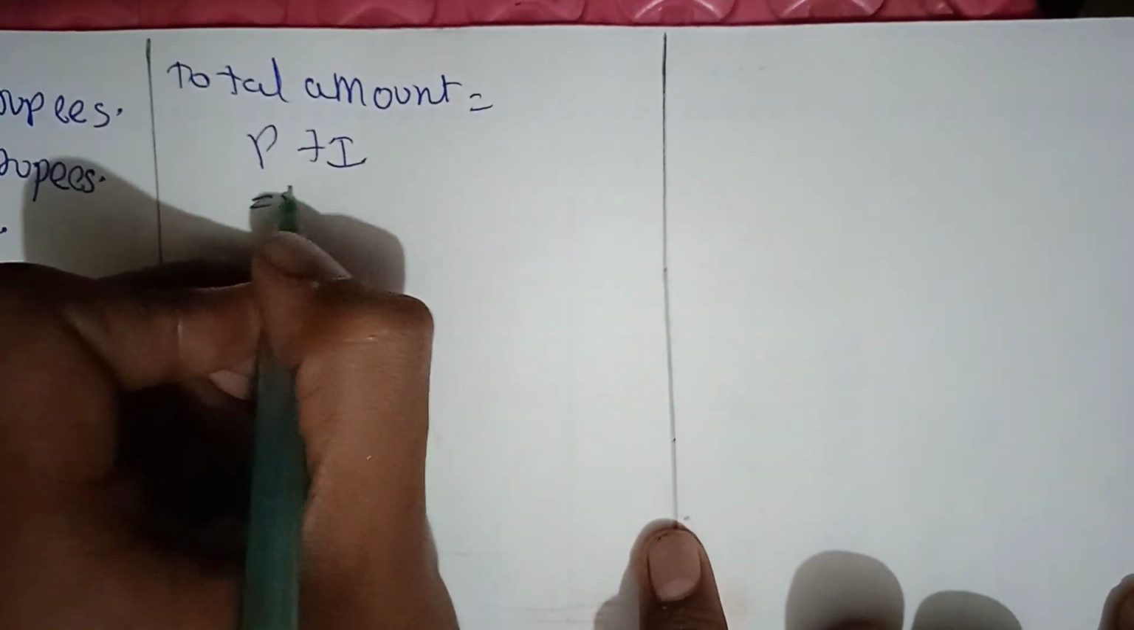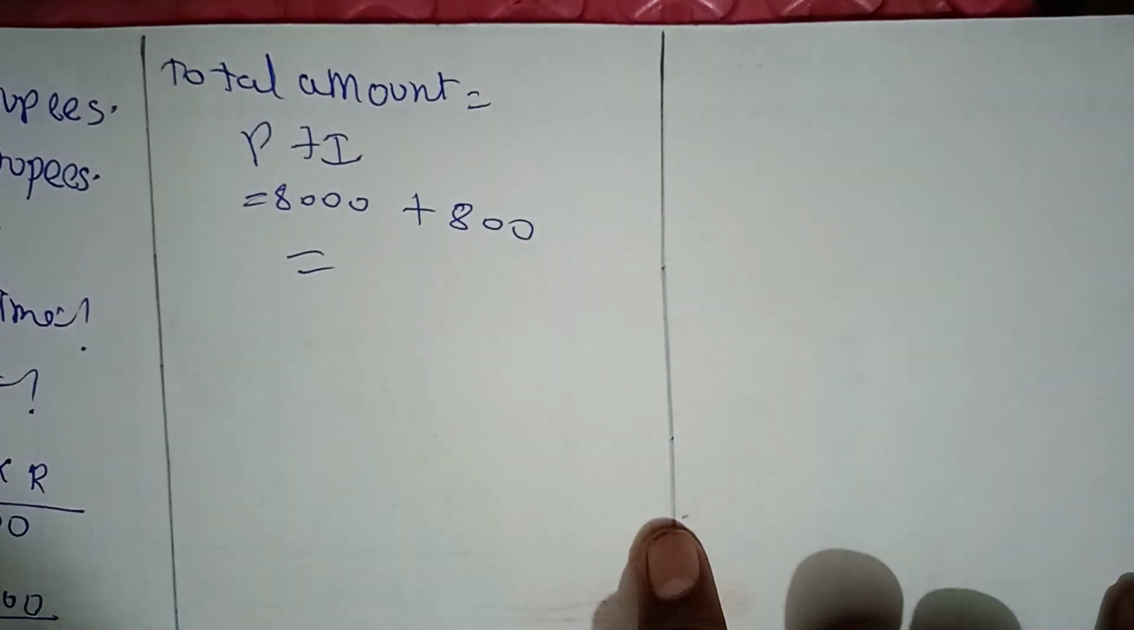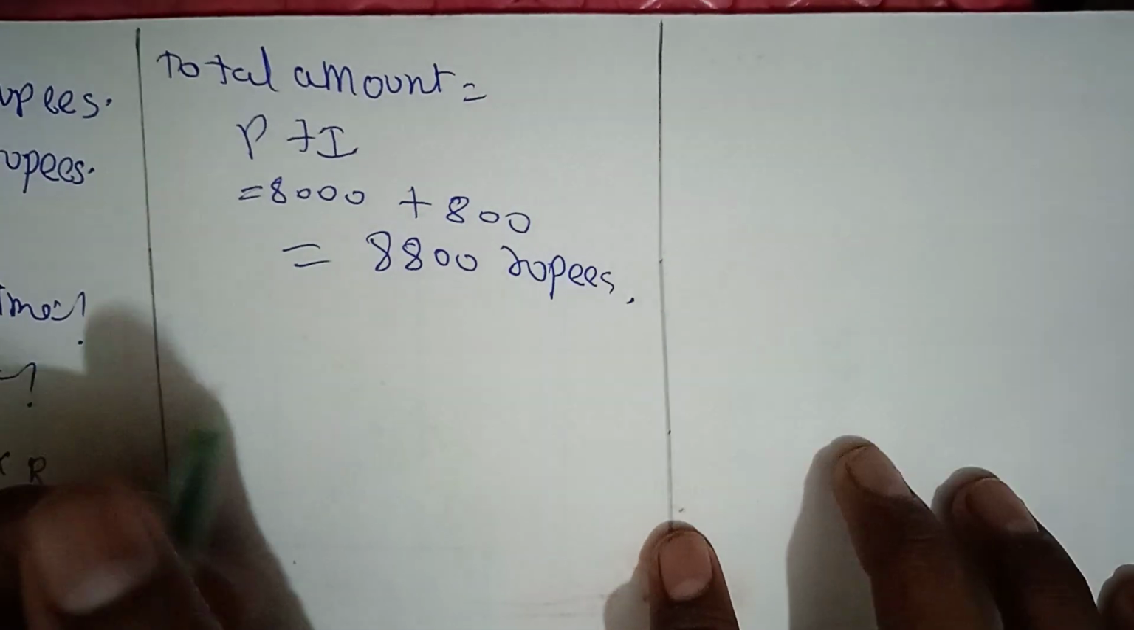Now what we have to find next? We have to find the total amount. So principal plus interest. So 8,000 plus 800 is equal to 8,800 rupees.